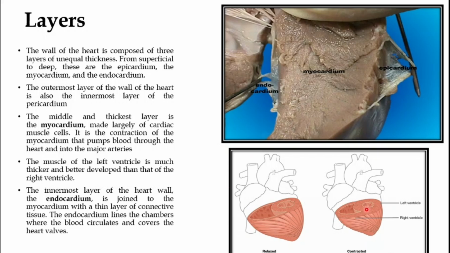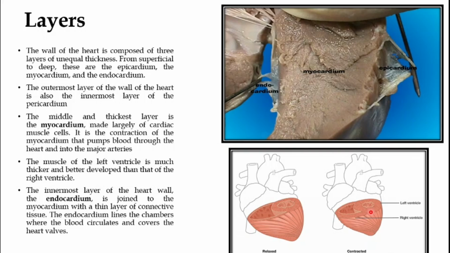Also, the left ventricle of the heart, this is the left ventricle and this is the right ventricle. The left ventricle of the heart is much thicker, you can see, as compared to the right ventricle. The reason is the left ventricle has to pump blood to all parts of the body.